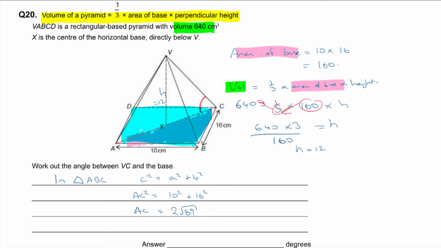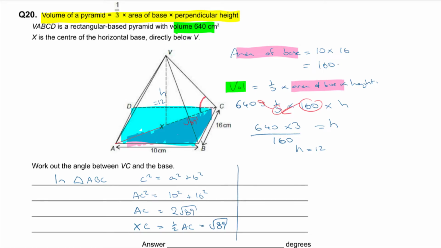So then, but I don't want AC, do I? I want XC, and that's half AC, isn't it? So XC is going to be half AC. So that's just going to be a root of 89. Okay, so now I know this side here is root 89, from X to C, and then I've got a height of 12. I can use trig in that triangle now, can't I?